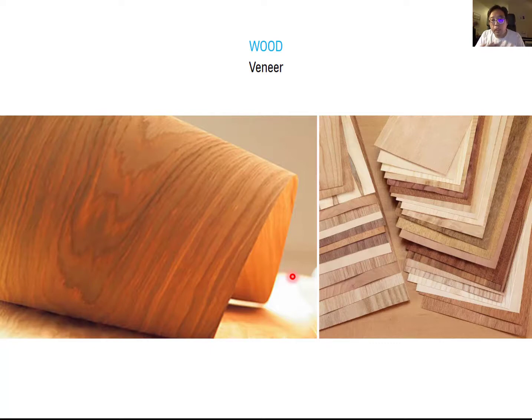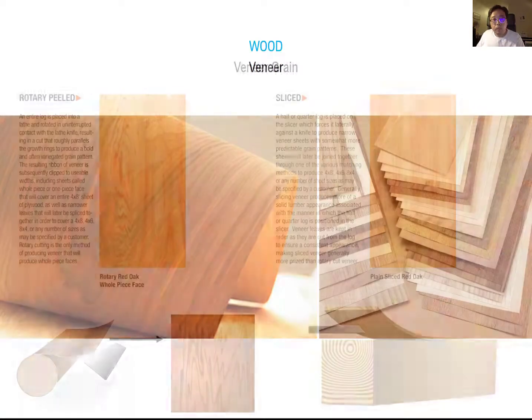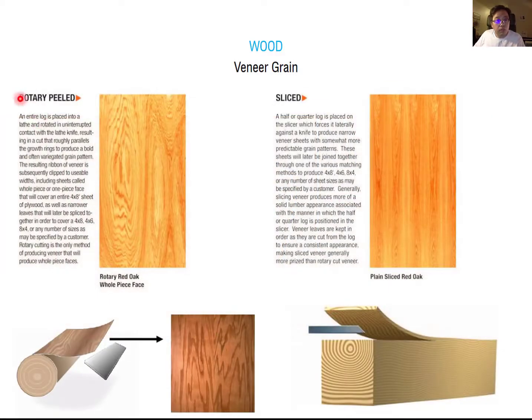But now let's see how we make this thin veneer product. It has two options. The first one is rotary peeling, and the next one is slicing. So what is rotary peeling? In rotary peeling, the log is peeled by a blade that works around the log toward the center to create wood veneer.